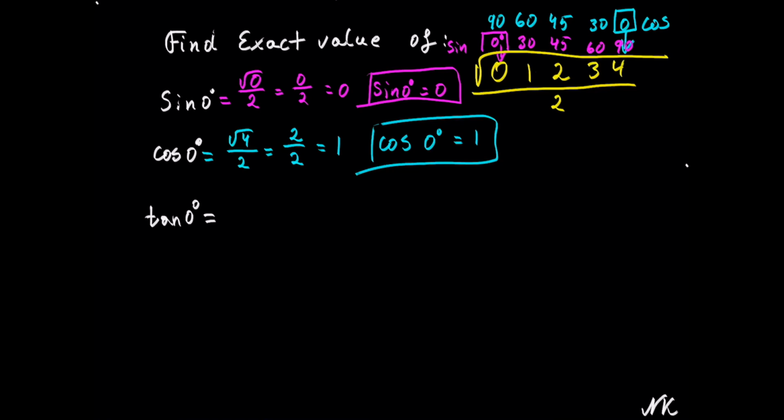Tangent of 0 degrees is not represented in this reference table. However, we can use the ratio of sine of the angle divided by cosine of that angle to find the value of the tangent of that angle. So tangent of 0 will be equal to sine of 0, which is 0, divided by cosine of 0, which is 1. So we get tangent of 0 degrees is equal to 0 divided by 1, 0.